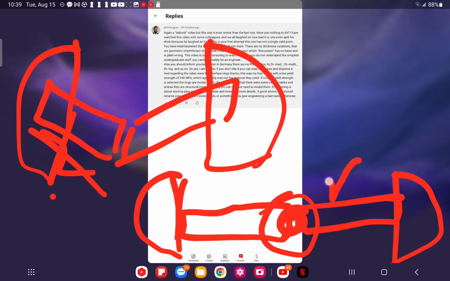Do these have carbon fiber form on them? Do they have carbon fiber form connected to them? And you guys know what I mean by that.